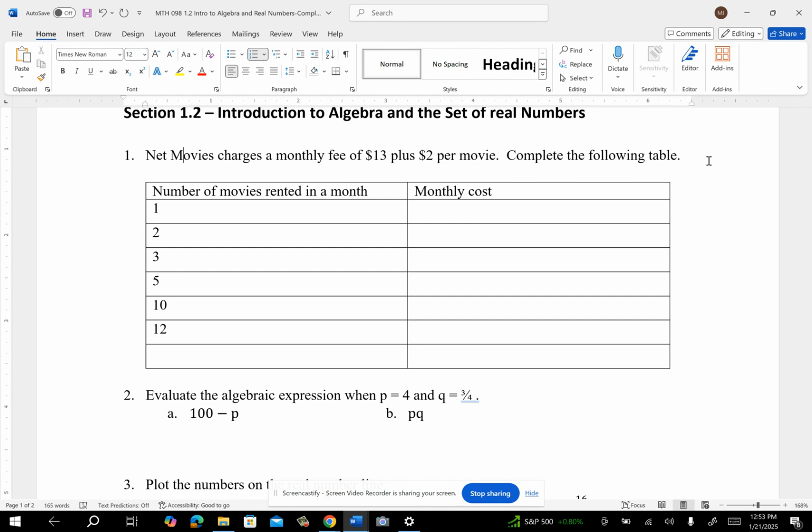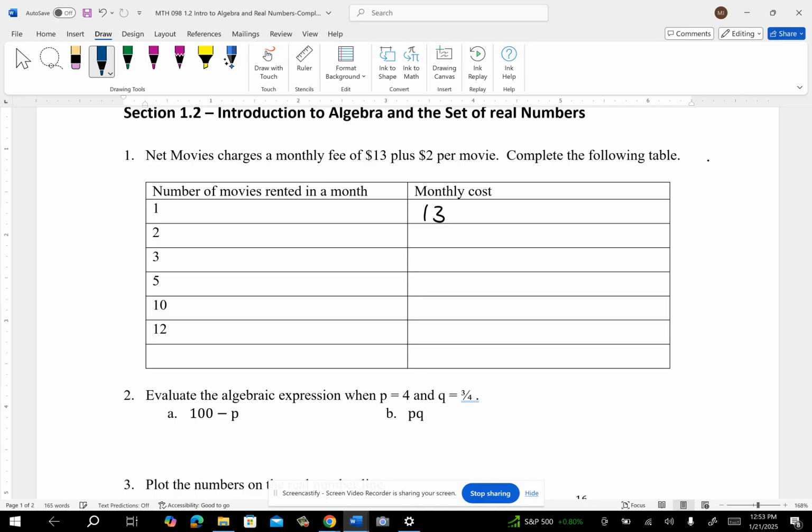So if you rented just one movie in a month, the monthly cost would be $13 plus $2 for the movie, so it turned out to be $15. But if in a month you rented 2 movies, you'd still have to pay that flat fee of $13, but now you'd have to pay $4 because you rented 2 movies, and so now your monthly cost would be $17, wouldn't it? Okay, so if you rented 3 movies, it would be $19, wouldn't it? Because you rented 1 more movie, so that would be $2 more.